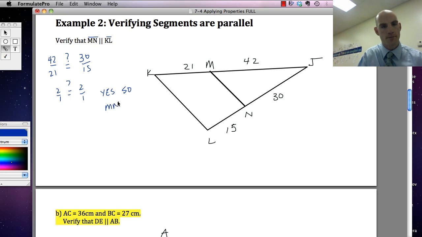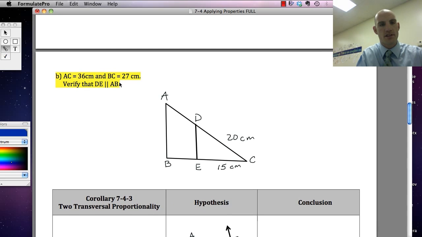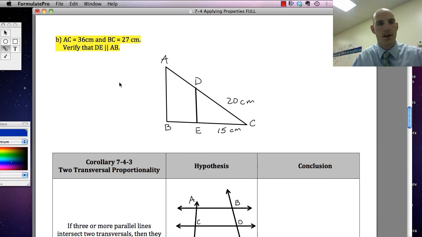So MN is parallel to KL. Simply test to see if the sides are proportional, then those lines must be parallel. Okay? See if you can try this next one. It's going to be a little bit trickier because I didn't necessarily put it in, but go ahead, you can write in these values. So AC is actually 36 and BC is 27. See what you can do with that. Bring that one to class.